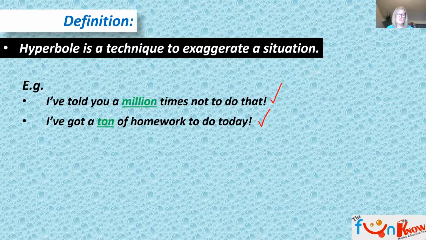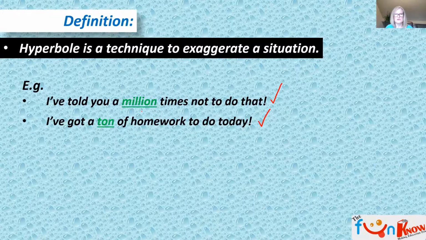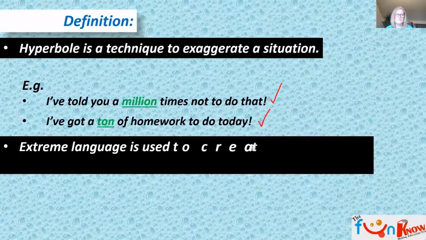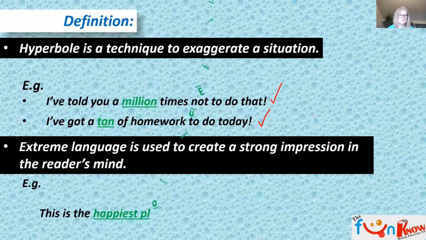So the one that the parents might say, I've told you 1,000,000 times not to do that, it suggests frustration. I've lost count the number of times. And for students, I've got a ton of homework. It means they're feeling the weight of the situation. They feel like they have too much. Extreme language is used to create a strong impression in your reader's mind. For example, this is the happiest place on earth. You'd imagine somewhere that's so wonderful you wouldn't want to go anywhere else.